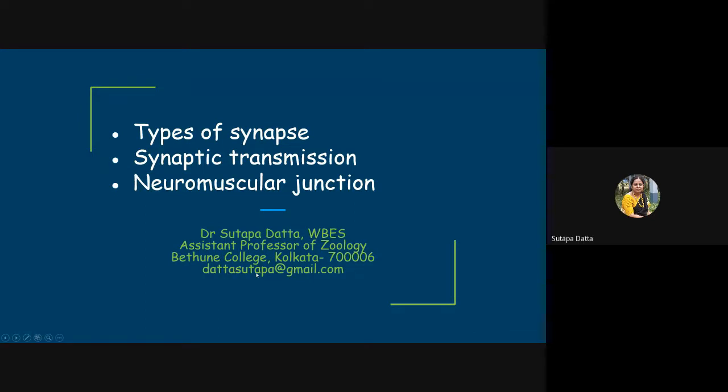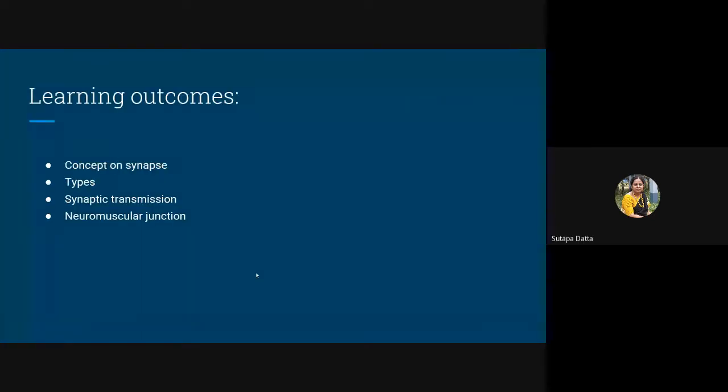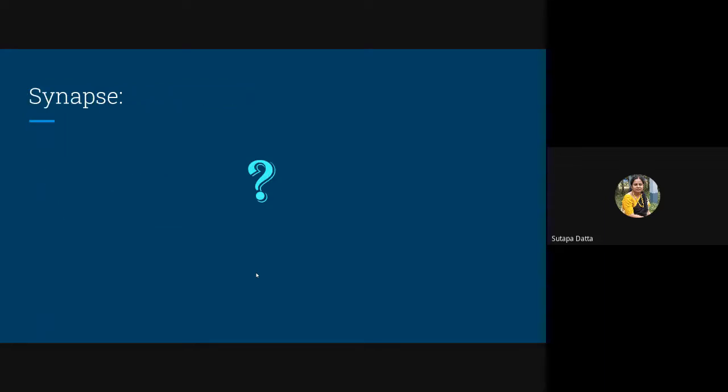Okay. So these are today's expected learning outcomes. From today's lecture, it is expected that the students will be able to develop a concept on synapse. They will be able to understand what the different types of synapse are, how synaptic transmission occurs, and what the structure of the neuromuscular junction is. So before going to the topic, let me first discuss what a synapse is.